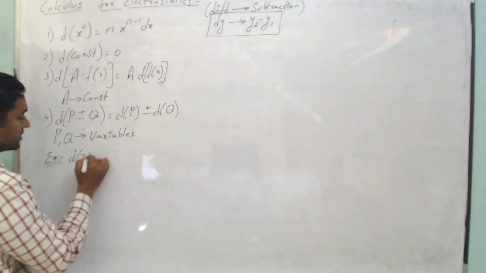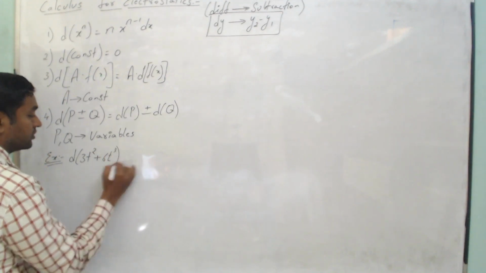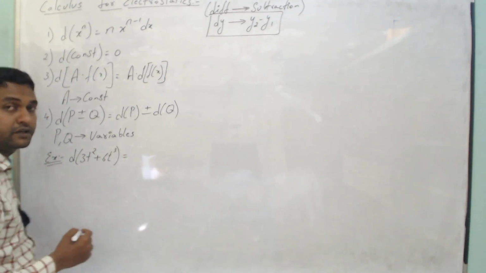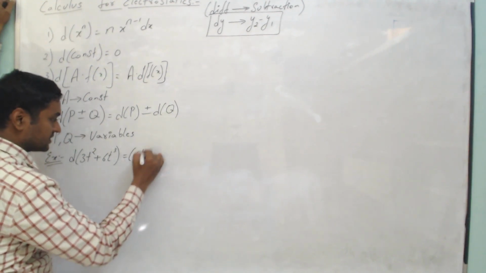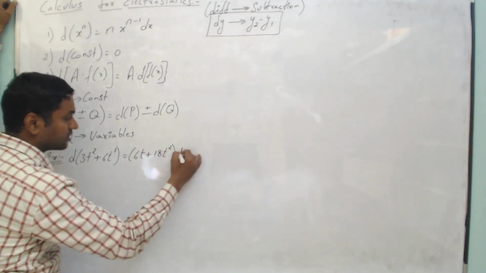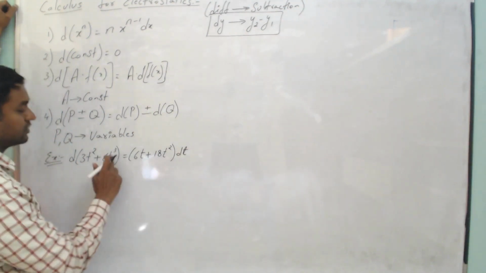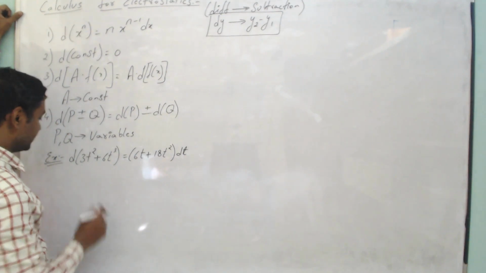So suppose I have the differential of 3t square plus 6t cube. How much will I get? Tell me. 6t plus 18t square dt. So that is 3t cube.